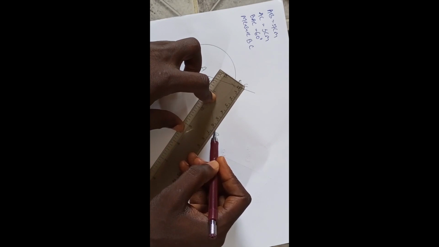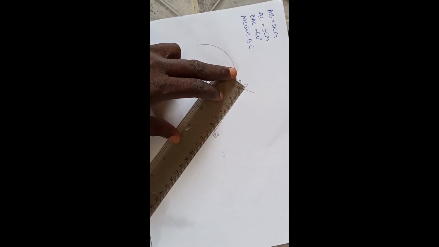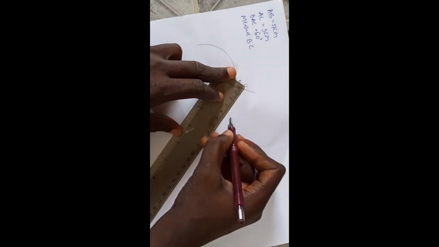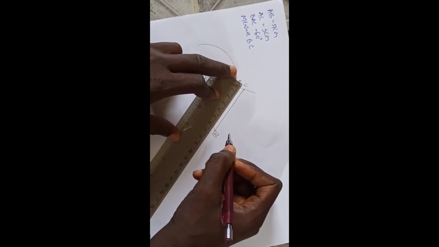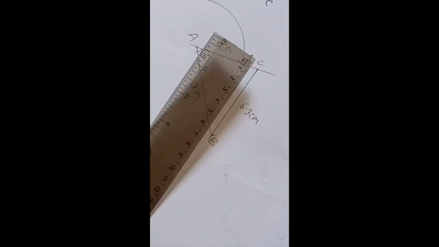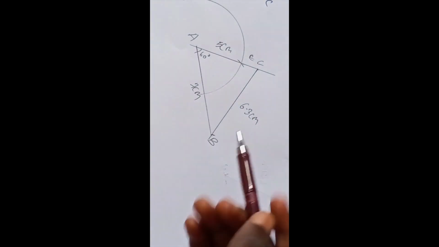You are asked to measure it, and you measure by having it, you can see, this is our point. You have it to be 6 point something. So by measuring it, you have your size to be 6.3 centimeter, and that is your answer to this question.